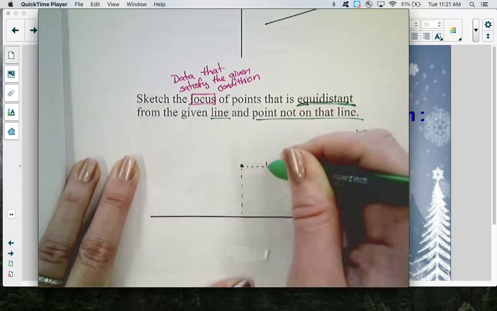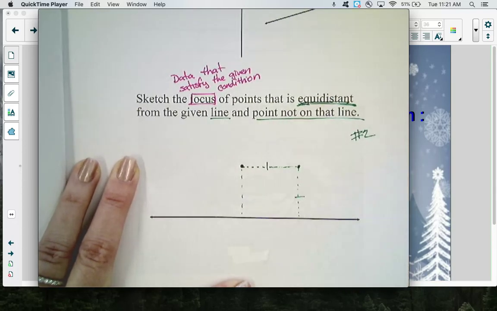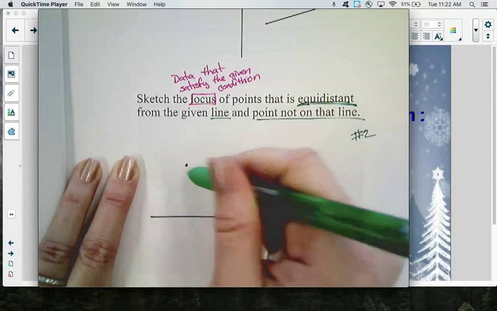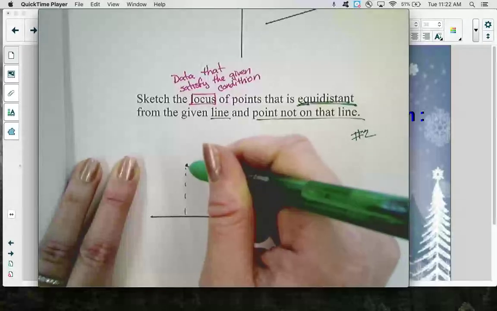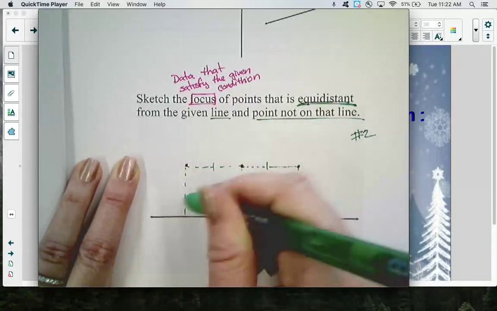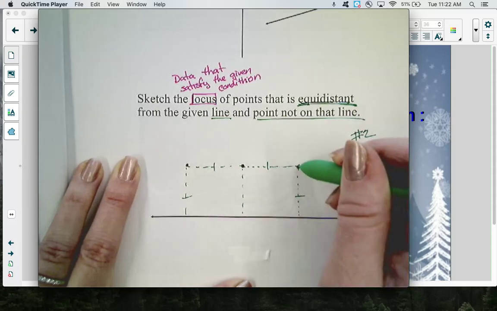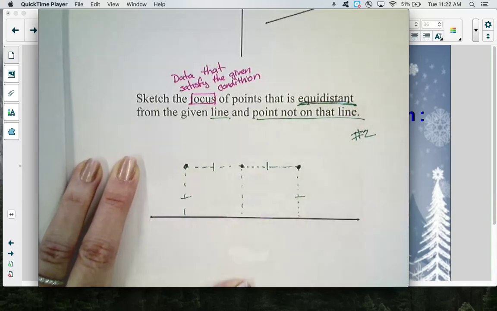Is that distance the same as that distance? I agree. Could I flip that over and do it on the other side as well? Do we agree that that distance would be the same as that distance if I created the same square on the other side? All right, I'm good with those 2 points then. That point right there and that point right there.